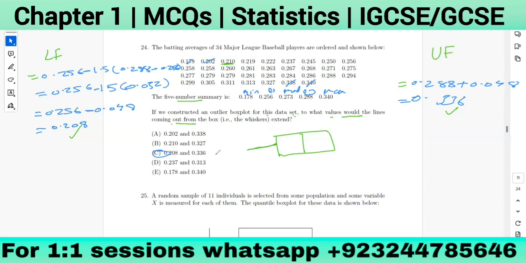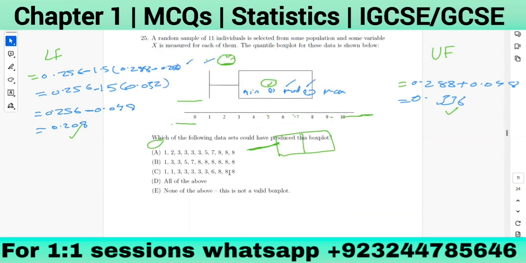And then the next is 0.336. So the line is going to start from 0.327, one number before it, because it's asking about the line in this question, from where the line is going to start. So we are just going to take these two numbers. So it would be option B this time. It's a little bit different question.